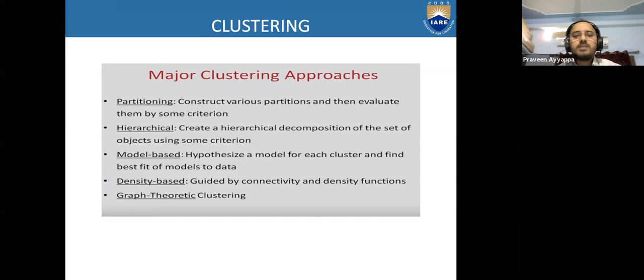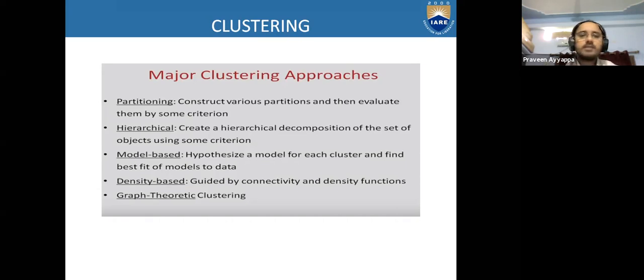Next one is the density based method, means the number of objects existing in that particular area. A good example for this one is the density of a population in a city in a particular area, or the density of population in a particular state in a country. Next, the graph theoretic clustering. So the clustering can be well explained by representing the given data sets in the form of graphs. So this is about the major clustering approaches.